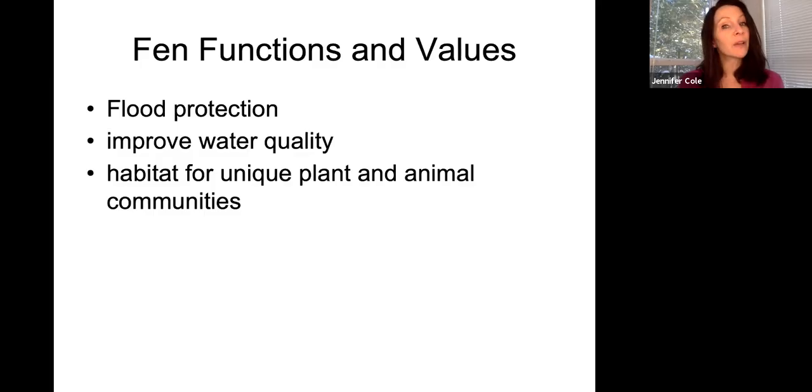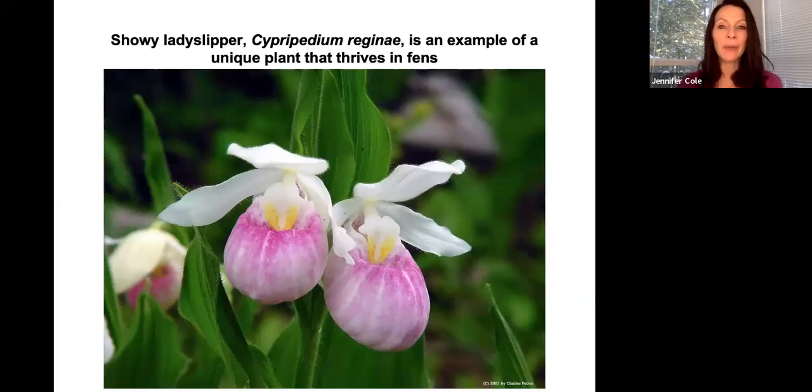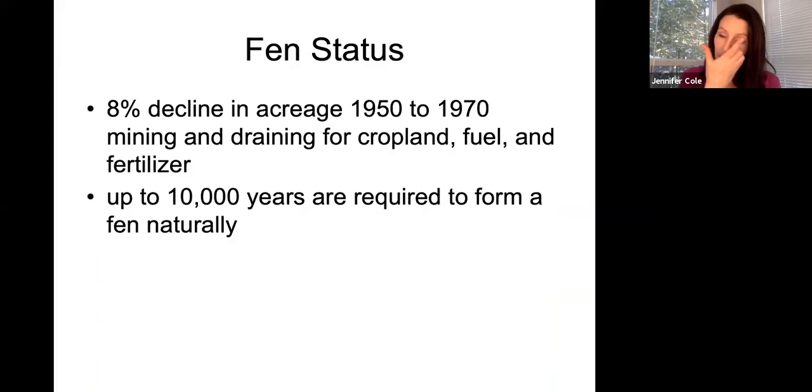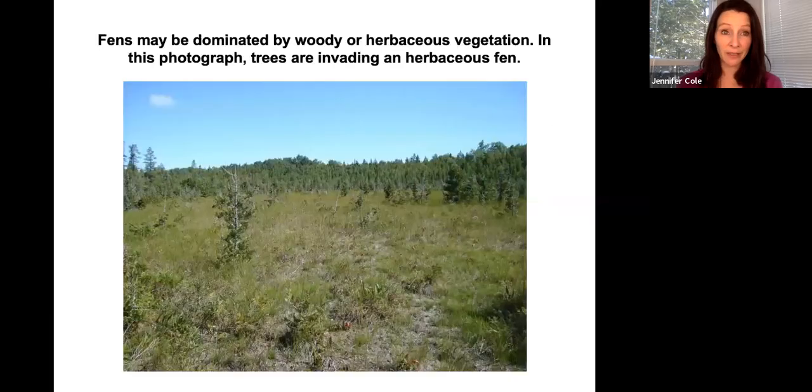And they are very good, as with some of these other wetlands, at buffering against floods, buffering against droughts, and purifying water. And they're a great habitat for things like this showy lady slipper. This flower is actually really delicate, and they're rare, and they thrive in these fens. Historically, this is old, 50 to 70, we had an 8% decline because of draining them for fuel, for agriculture. They are very slow growing, so they're highly protected.